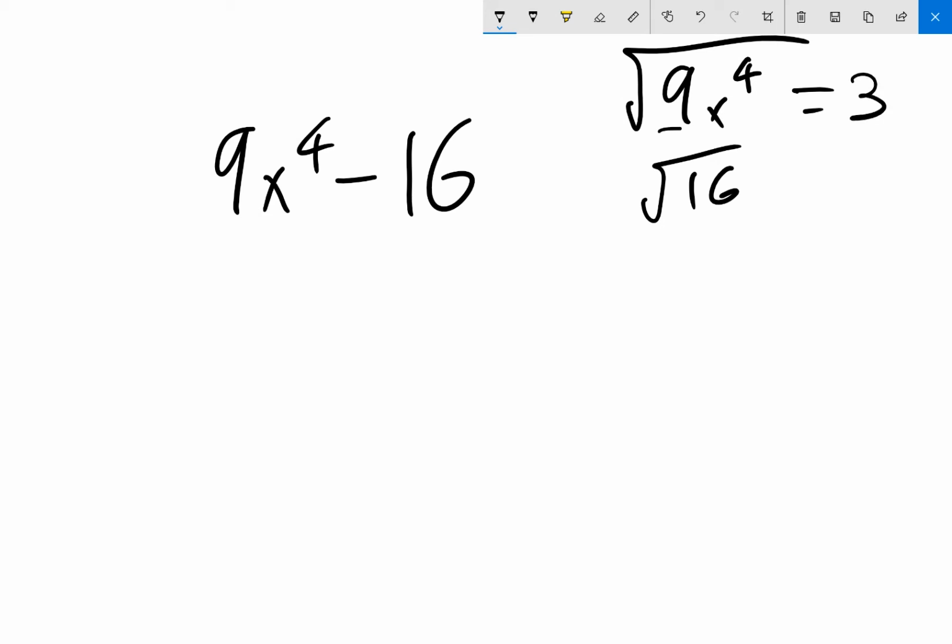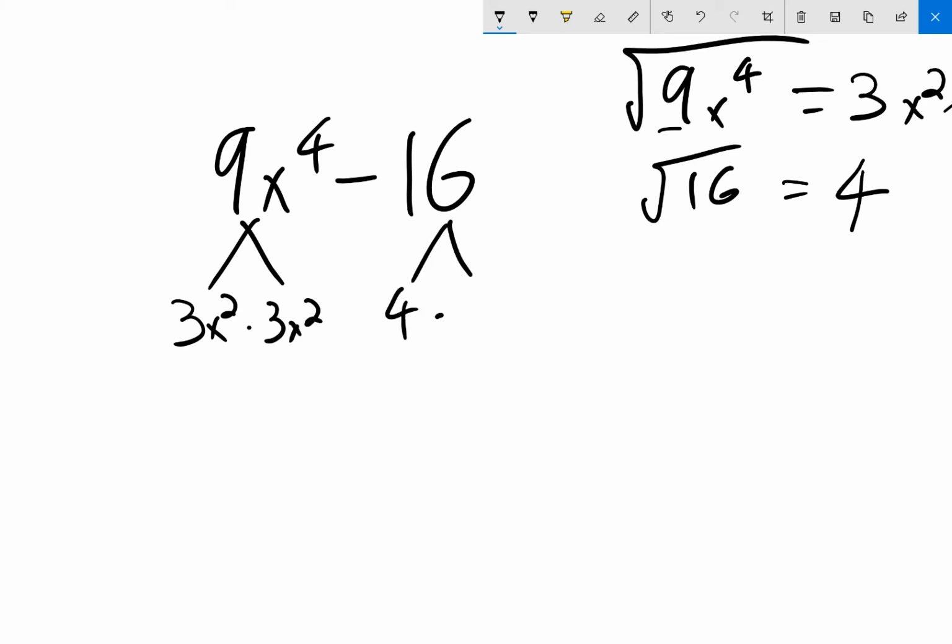The square root of 9 is 3, and the square root of x to the 4th is x to the 2nd. So remember, as far as exponents go, you always take half of it when you do square roots, and half of 4 is 2, so that's why it's x to the 2nd. Square root of 16, I think we know, is 4. So as far as the pairs go, we have 3x squared and a 3x squared to make up the 9x to the 4th, and we have a 4 and negative 4 to make up the negative 16.